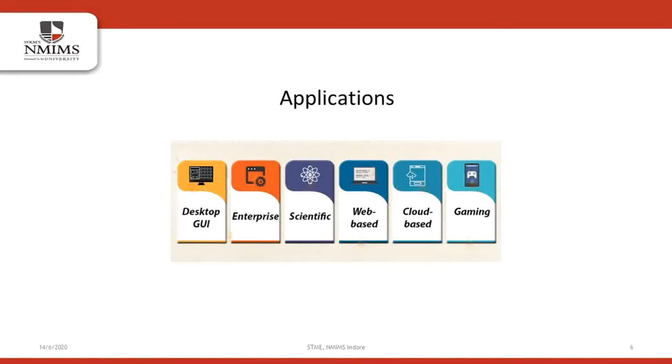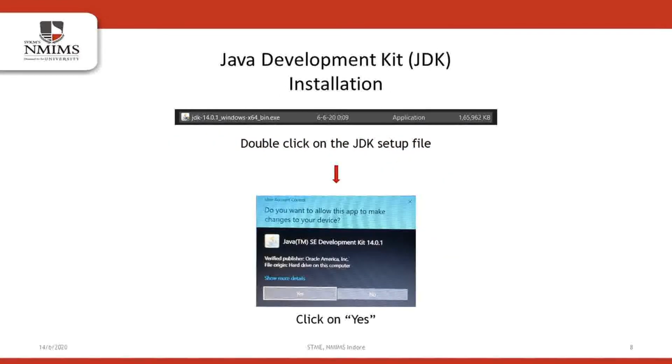Then we have web-based applications, for example, online forms, shopping carts, Gmail, Google Sheet, and many more. Cloud-based tools like Oracle Java Cloud Services. And then of course, our favorite games that we see on our Play Store are also made with the help of Java. Now, we provided you with the link of the JDK, or the Java Development Kit, in the pre-read.